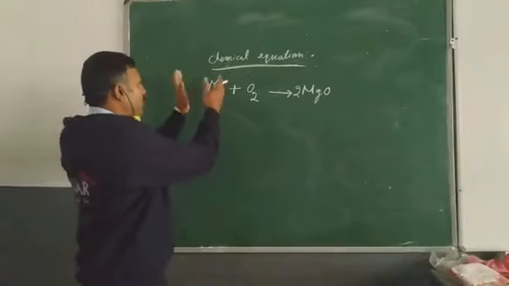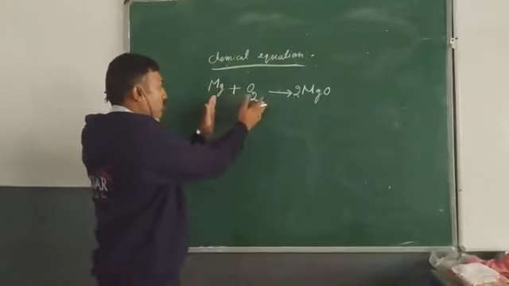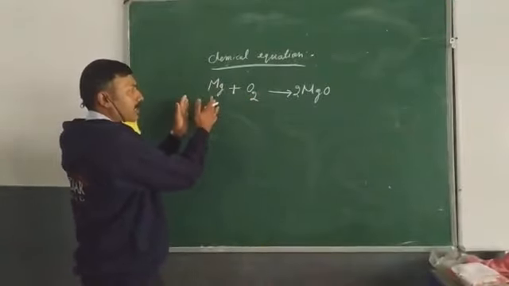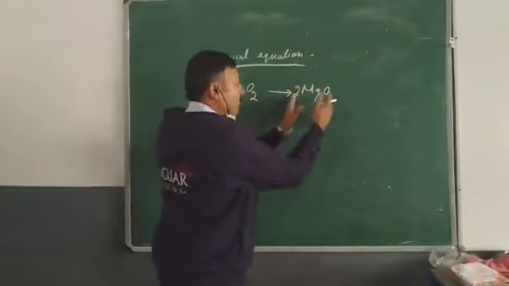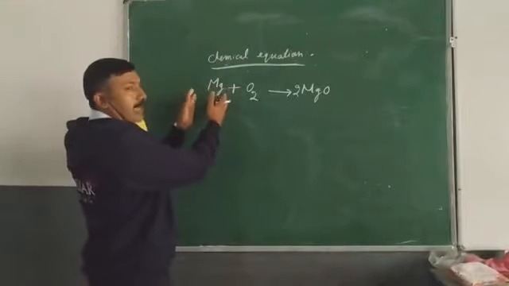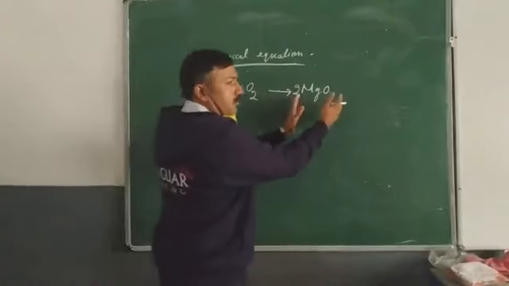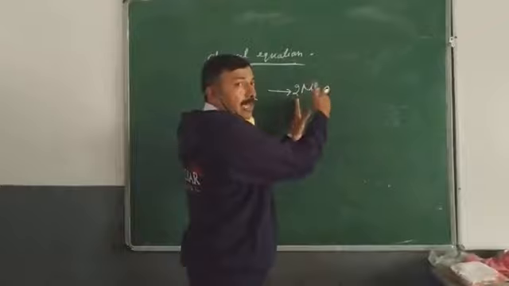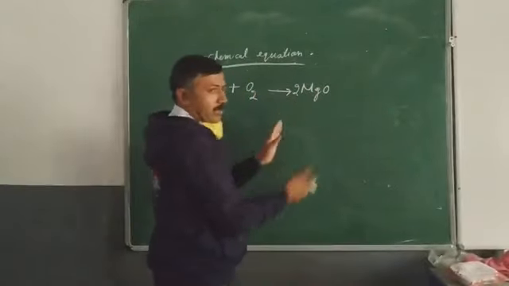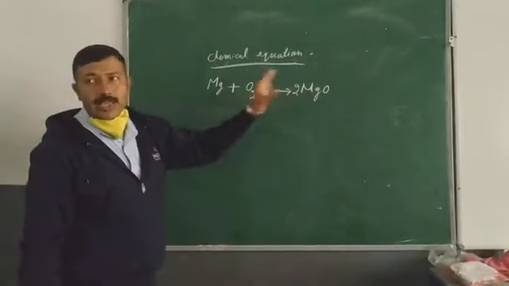So what matter is there in the reactant, what is written on the left hand side is called reactant, and what is written on the right side is called product. So what reactants are present here has to be there in the product. It can be neither created nor destroyed. It has to be there. So the equation has to be balanced.